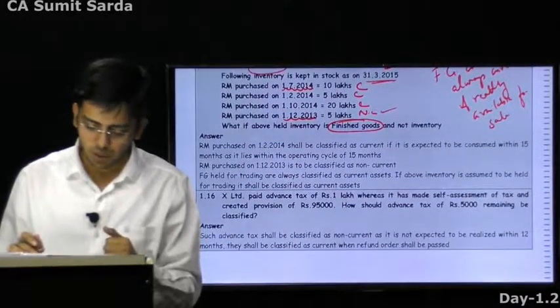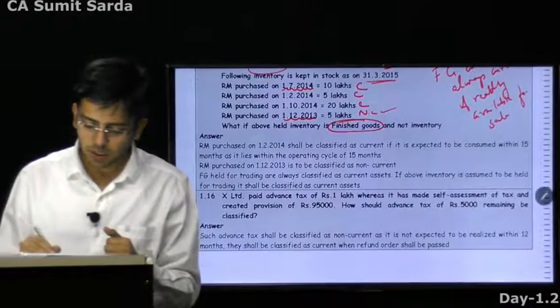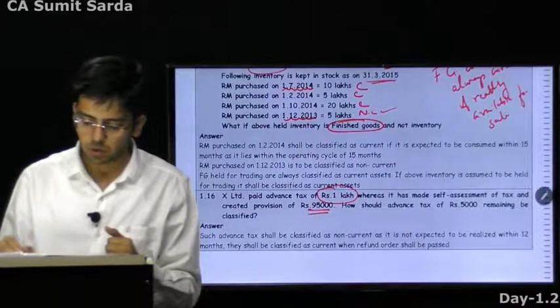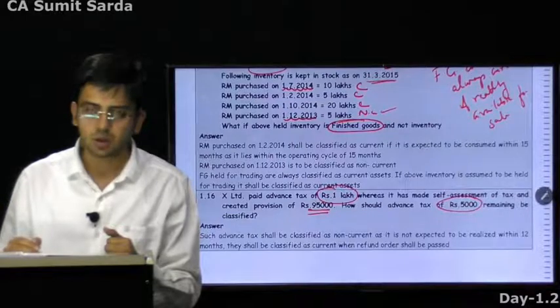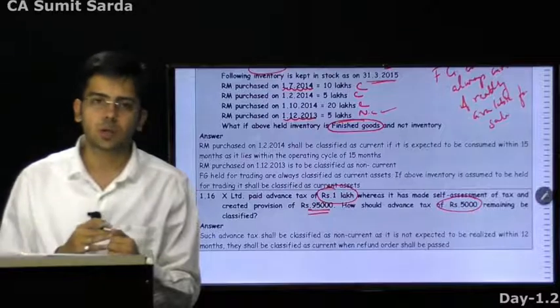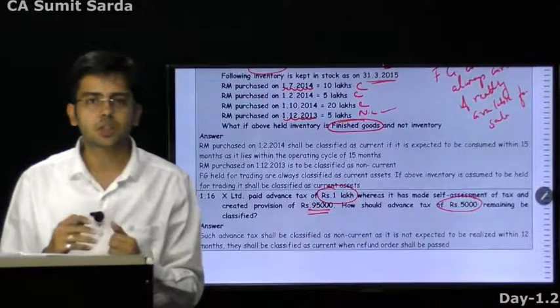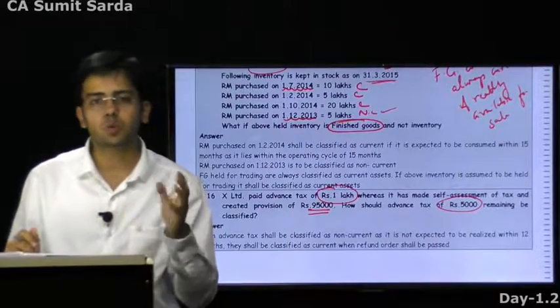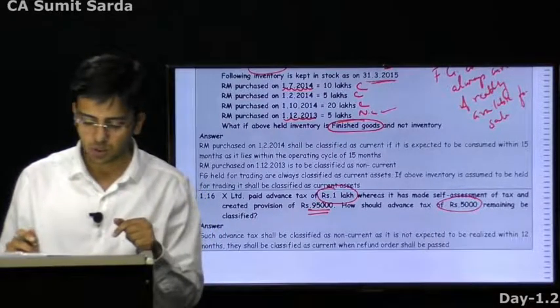Next one: X Limited paid an advance tax of 1 lakh, whereas the self assessment of tax was 95,000. How should the advance tax of 5,000 be classified? This is something you are going to take a refund for, and generally in case of taxes we don't know when we are supposed to get the refund. So generally we assume them to be non-current. So it will be considered to be non-current.